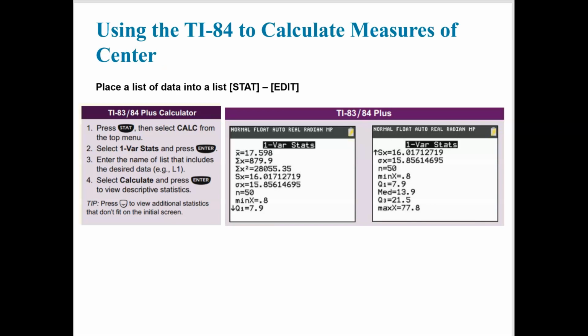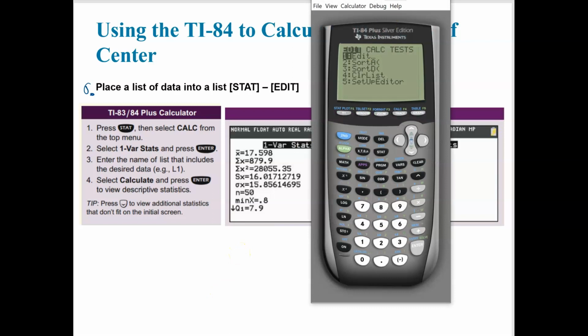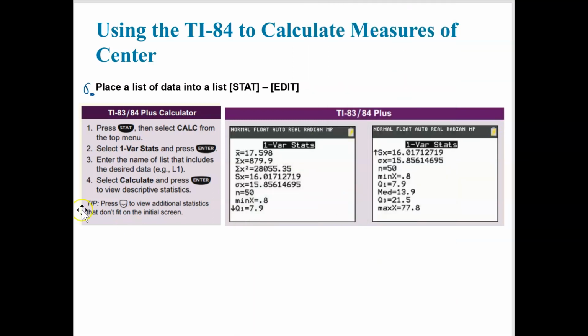So now let's actually, we did all this fancy fun stuff. Now let's use our calculator to figure this out. So the first thing is we need to place a list of data into our table, into our calculator. And I'll remind you how to do that. So we'll place a list of data in, we'll press the stat key, we'll calculate, get the one variable statistics, and then we'll get this screen.